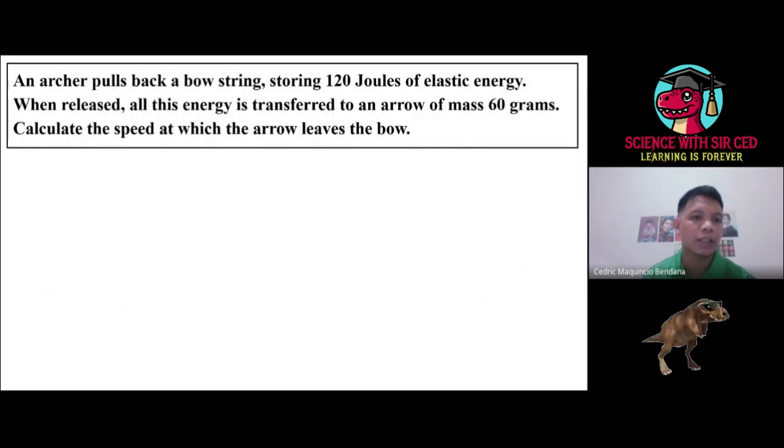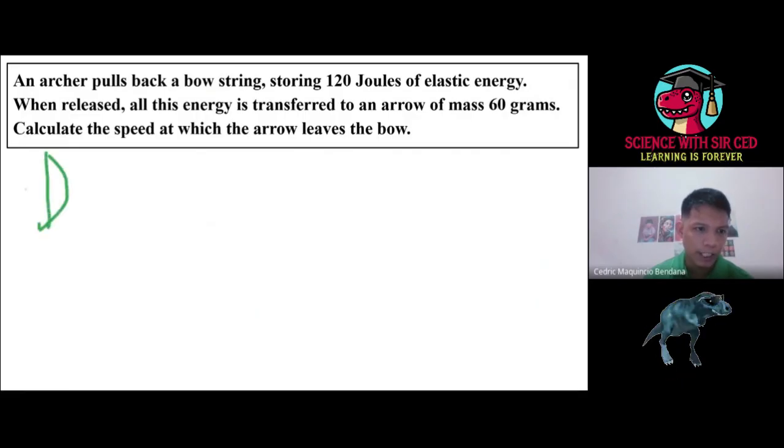Okay, an archer pulls back a bowstring storing 120 joules of an elastic energy. When it is released, all this energy is transferred to an arrow of 60 grams. Calculate the speed at which the arrow leaves the bow. Now, this is not difficult again, so we draw that bow. Okay, something like that. So it looks a bow.